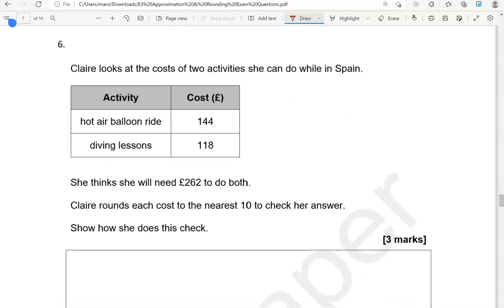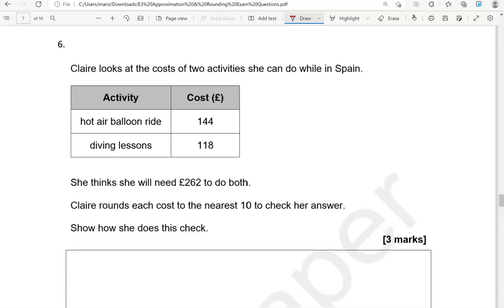Claire looks at the costs of 2 activities she can do while in Spain. Hot air balloon ride £144, diving lessons £118. She thinks she will need £262 to do both. Claire rounds each cost to the nearest 10 to check her answer. Show how she does this check.